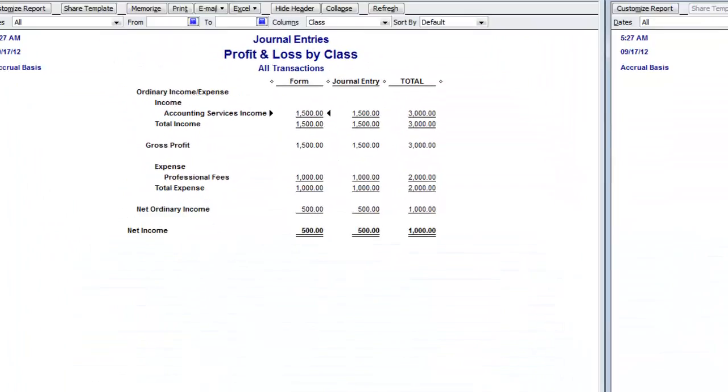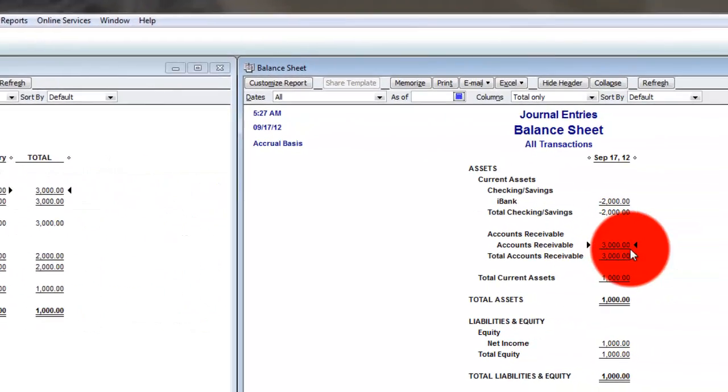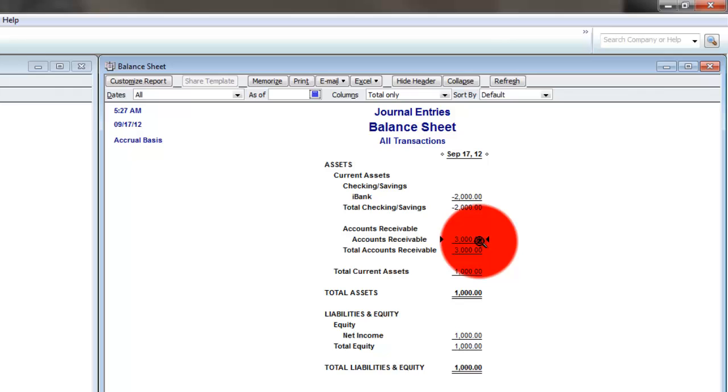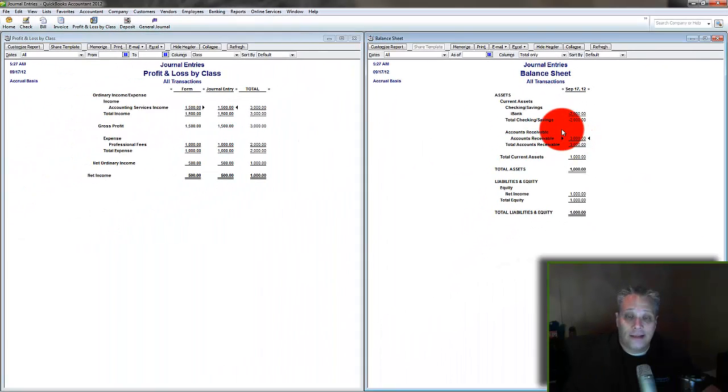Okay. Save and close. This gets updated. Now I have my income in the journal entry column as well. Of course, the total is now doubled. Accounts receivable is now twice what it was because I've got both of these in there. So now you can start to see that journal entry, form, it's the same thing. The form is really producing a journal entry in the background.